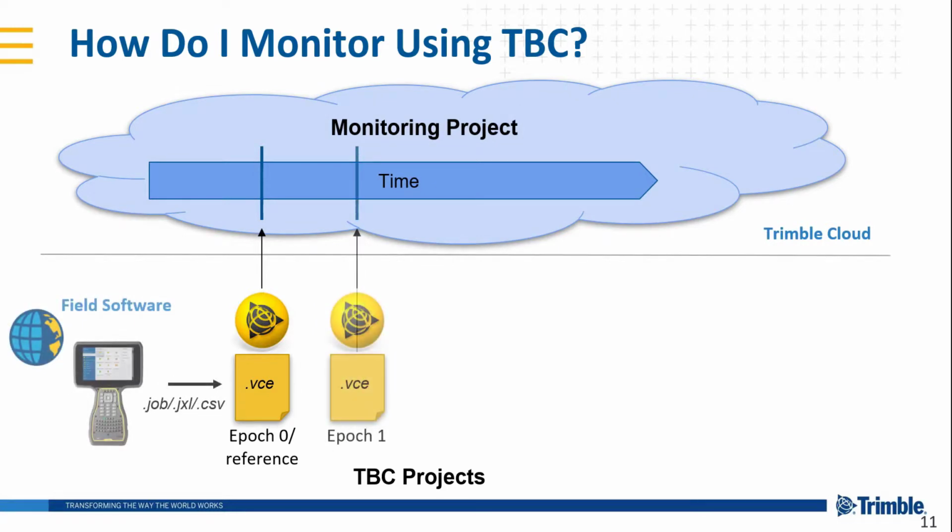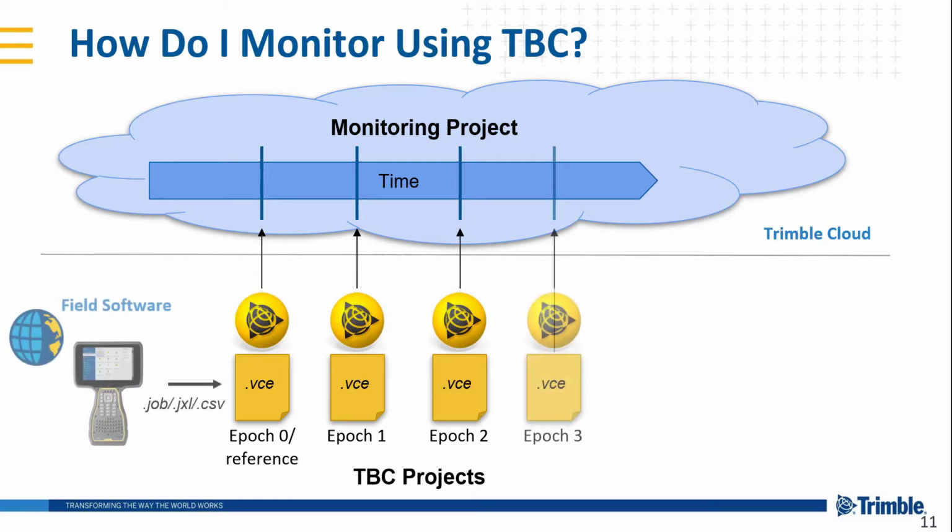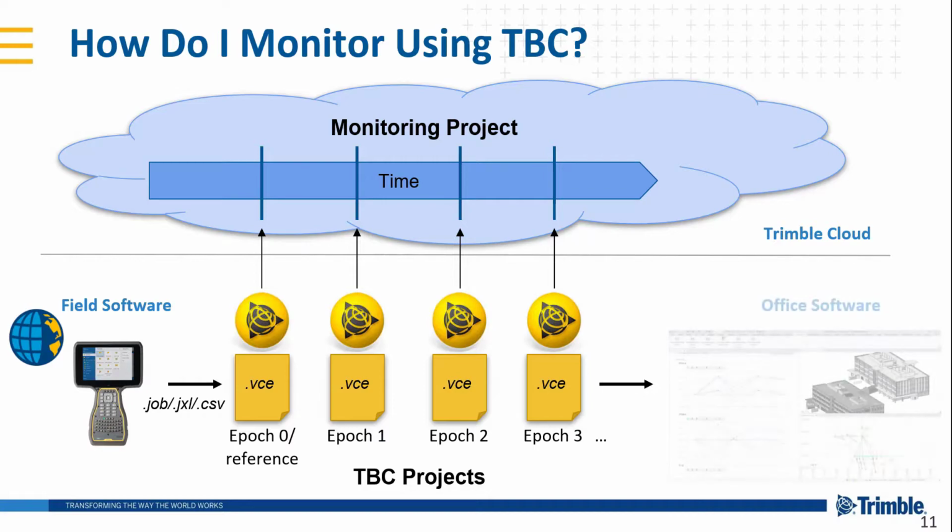Now for each subsequent epoch of data, we import it from the field software. We create that new .vc TBC project, and we synchronize it to the monitoring project in the Trimble Cloud Service with that timestamp. Once we've collected all of our necessary epochs, we can generate those monitoring deliverables such as reports and charts in the office software being Trimble Business Center.